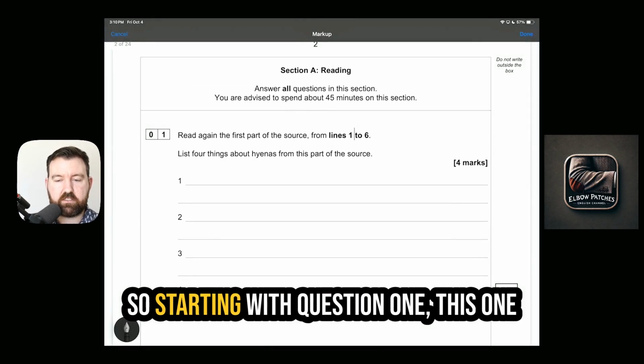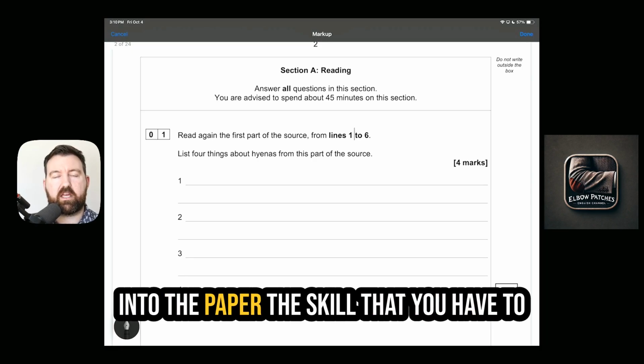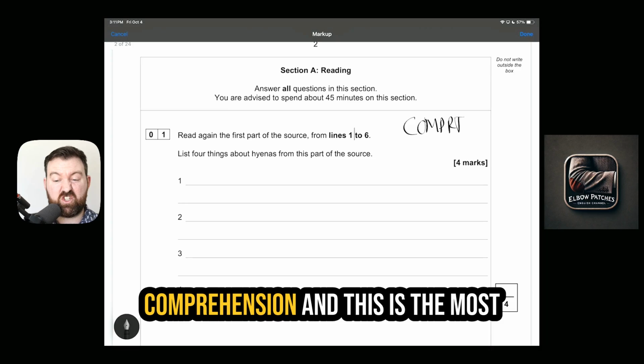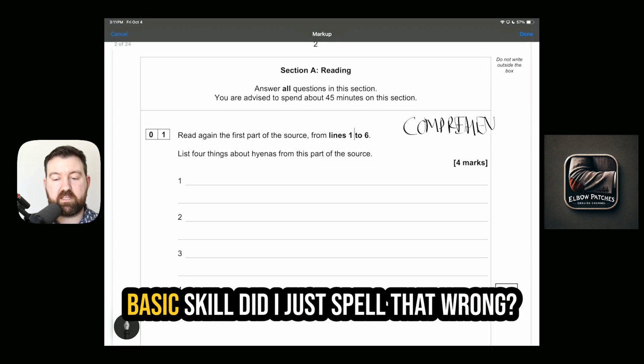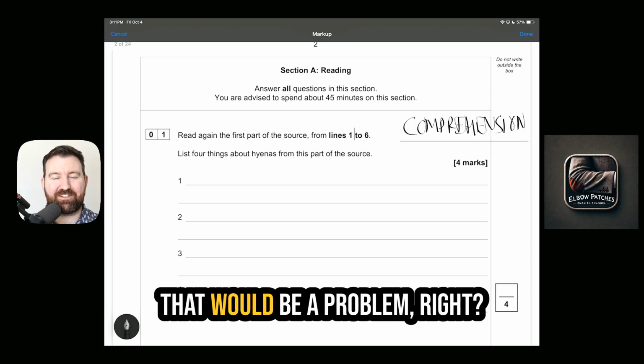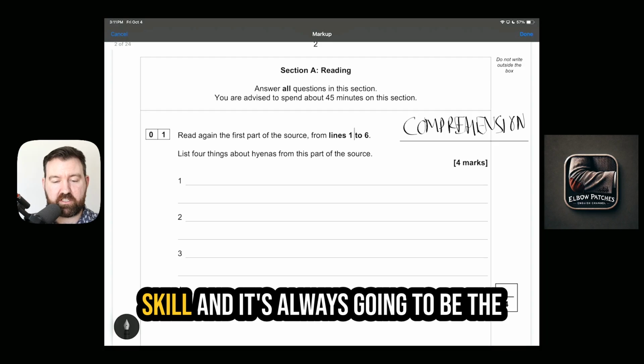So starting with question 1, this one is really basic. It's easing you into the paper. The skill that you have to demonstrate in this one is simply called comprehension. And this is the most basic skill. Did I just spell that wrong? Comprehension? No, I didn't. Okay, good. English teacher can't spell comprehension. That would be a problem, right? But yeah, so very simple comprehension skill.